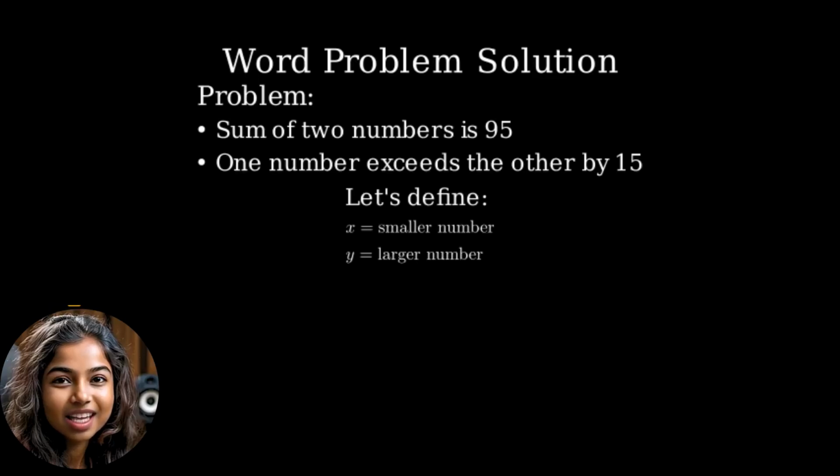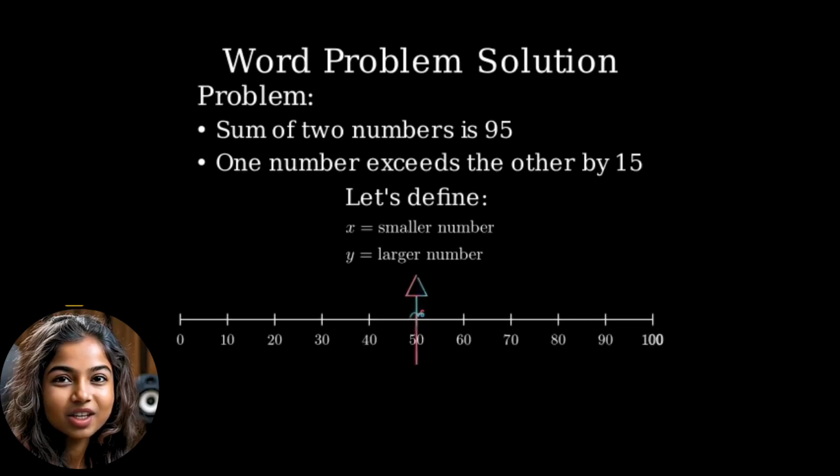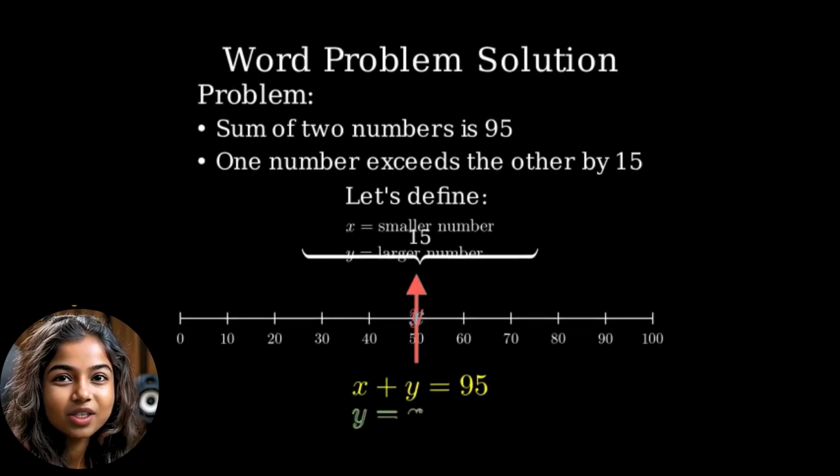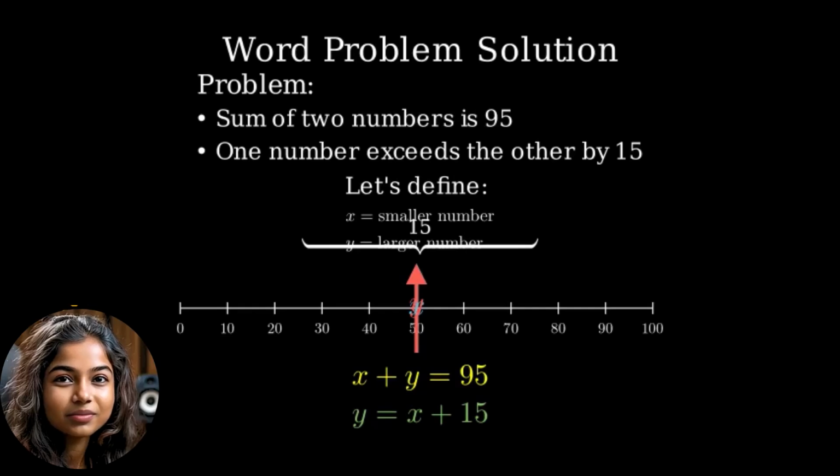Let's visualize what we know. We can represent our two numbers on a number line. The larger number y is 15 more than the smaller number x. Now, let's write our equations based on what we know. First, we know their sum is 95, so x plus y equals 95. Second, y exceeds x by 15, so y equals x plus 15.